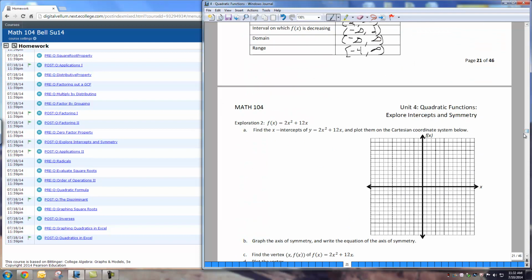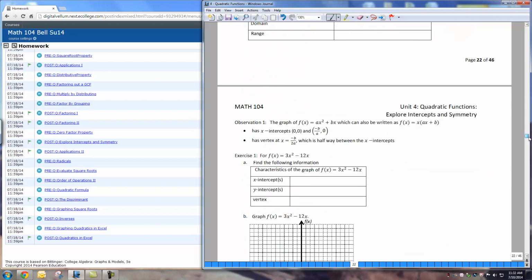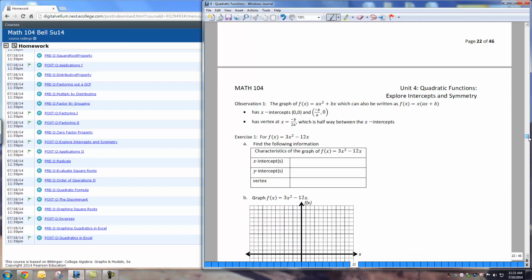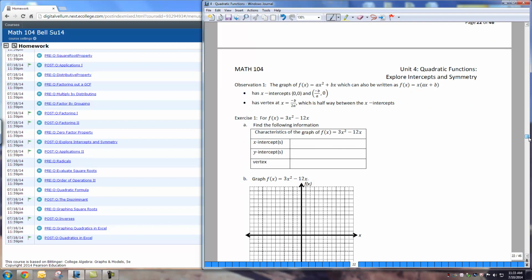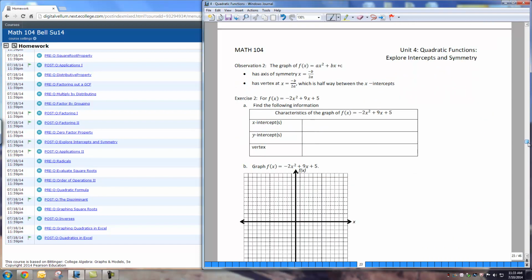This one will have the same type of characteristics. It will go through the 0 point of the origin. There's 0, 0, it'll go through the origin as well. Same with this problem. But let's take a look at this problem.